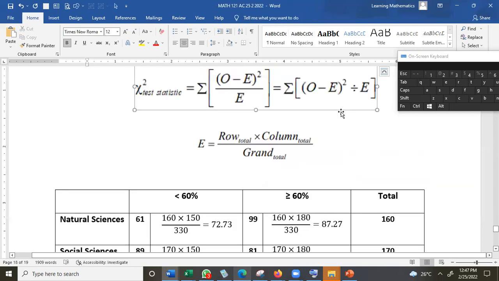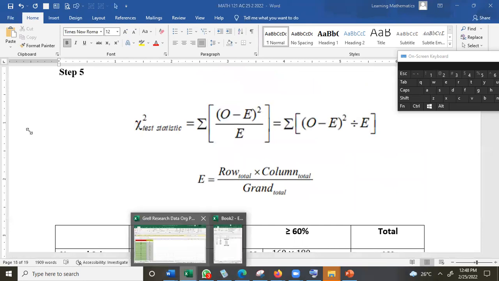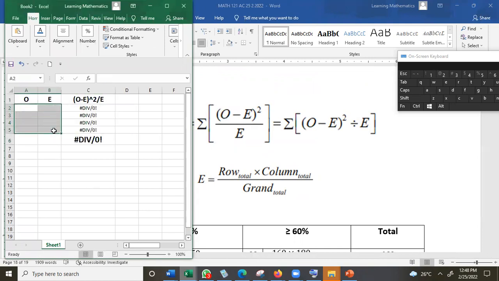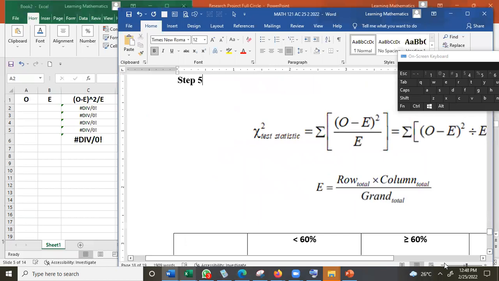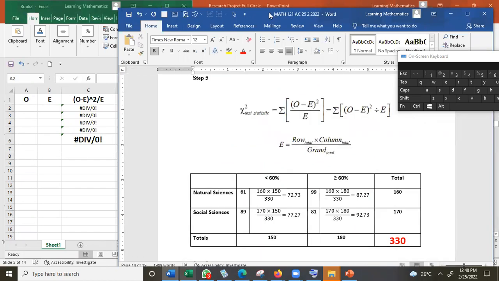We can do our O minus E all squared over E according to what this formula is saying, so that we can find the sum. We have a setup already in Excel. We have it programmed already. All we need to do is to put a new set of values of O and E's. Here we have our O's and E's.